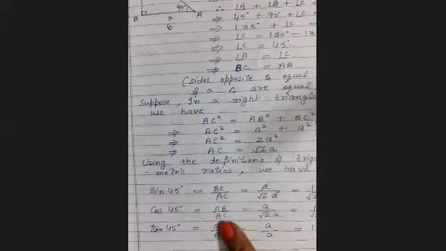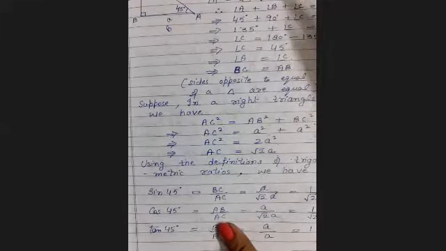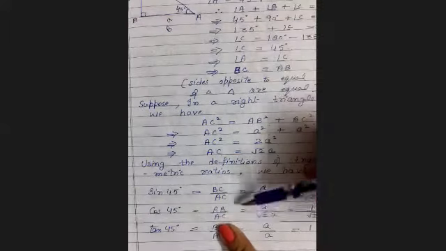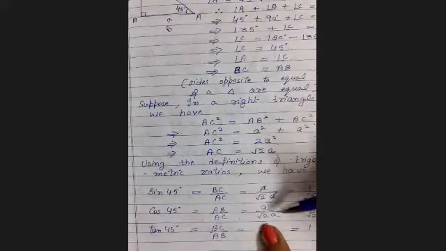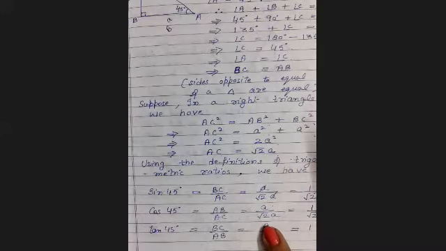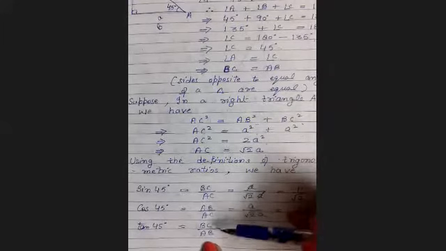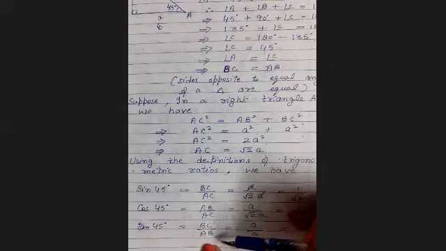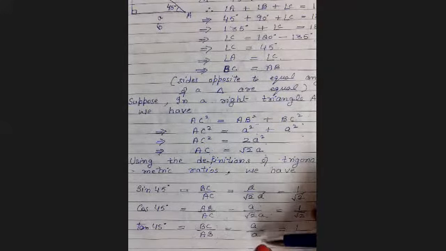And now cos 45. Similarly, cos 45 is base upon hypotenuse. This is AB upon AC. Again, AB is a and AC is root 2 a. Therefore, again we get 1 by root 2. Tan 45 degrees is P upon B. P is BC and this is AB, and both values are a. By cancelling, we get 1.